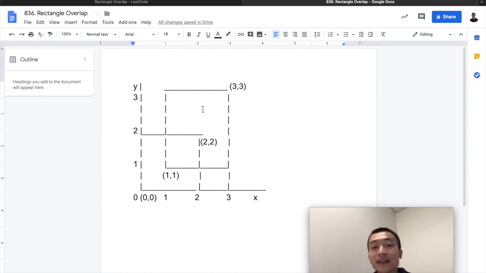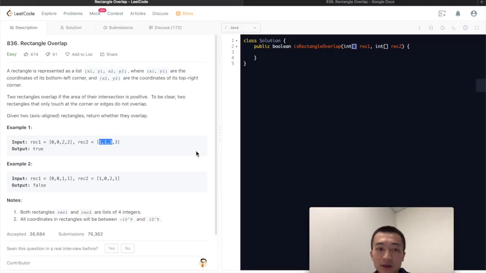Clearly, we can see these two rectangles overlap. This is the overlap area between these two rectangles. So the result is true. We're going to return true here.